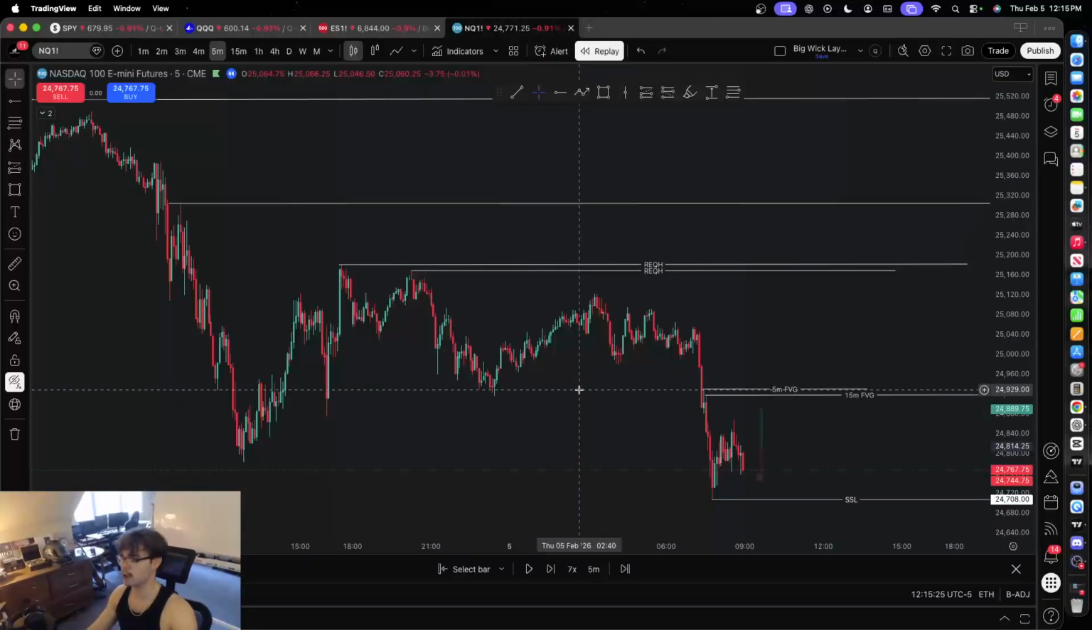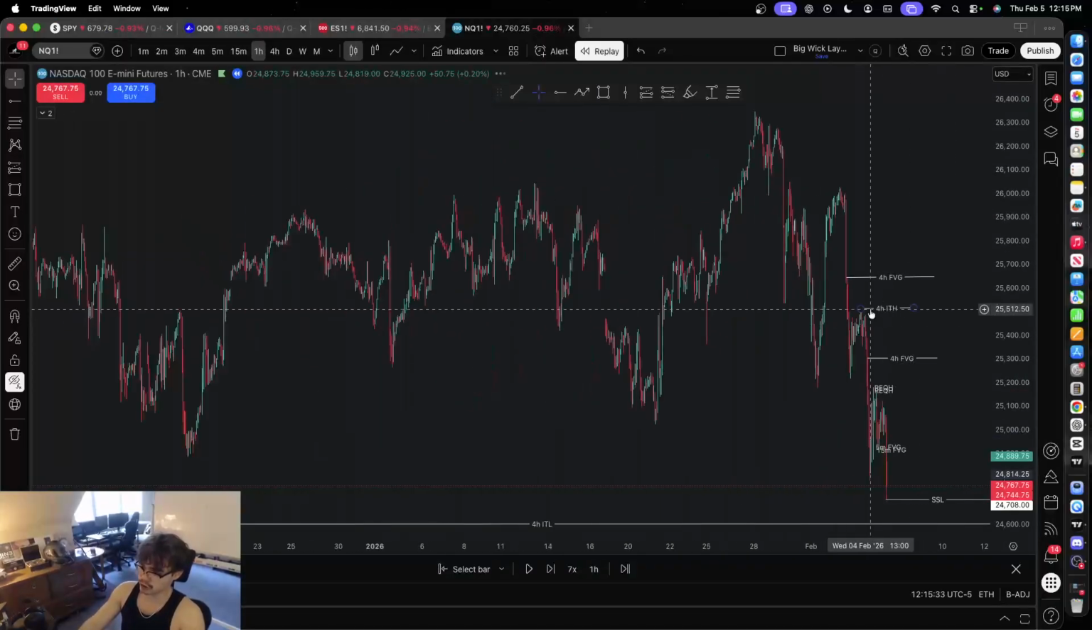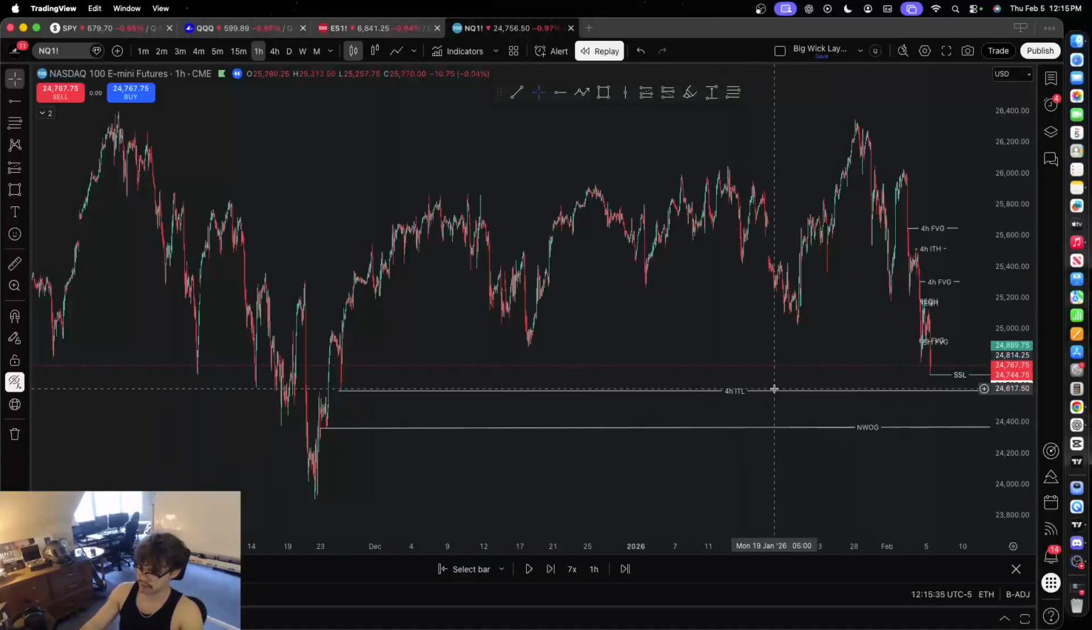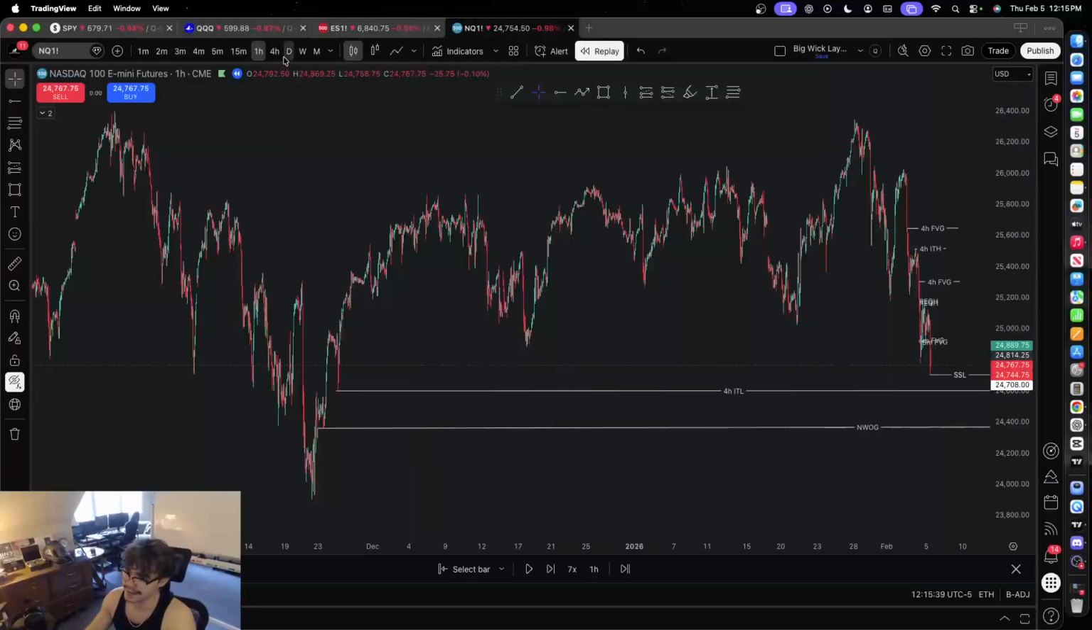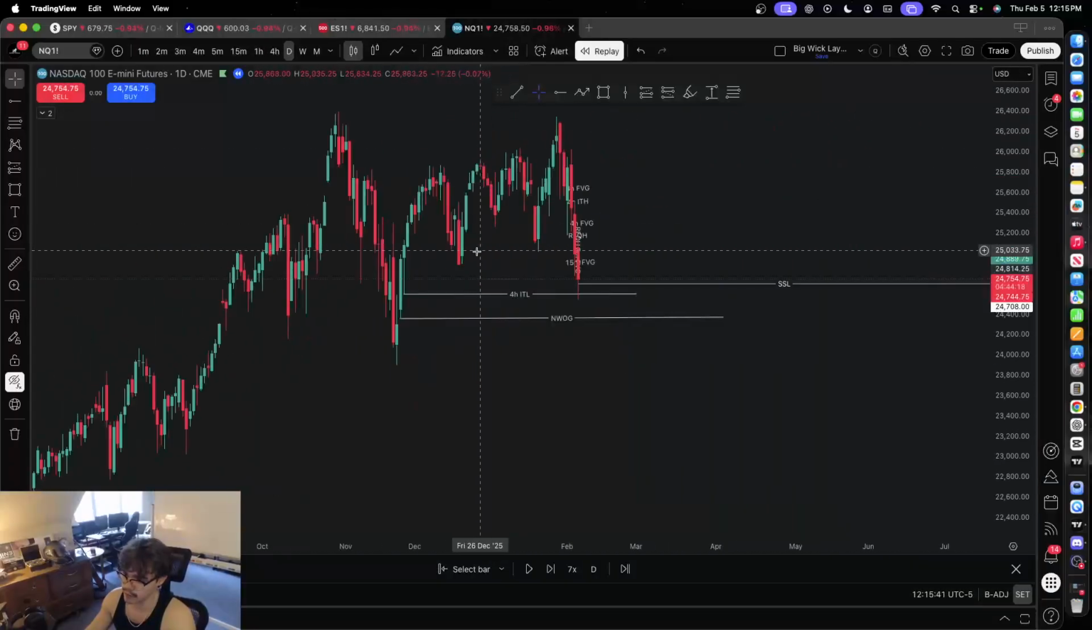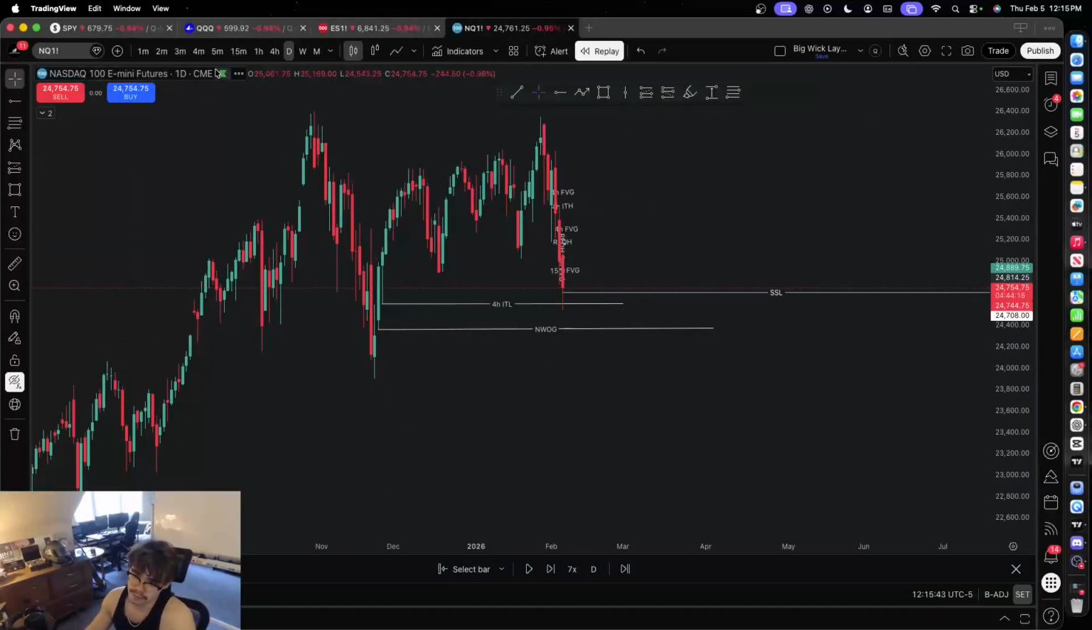So coming into it, my overall bias for the daily and 4-hour higher time frame was definitely bearish, right? We can get that because of what we're targeting: potentially this 4-hour intermediate low and maybe even the new week opening gap that we can see on the daily time frame way down there. So I still believe in more downside.